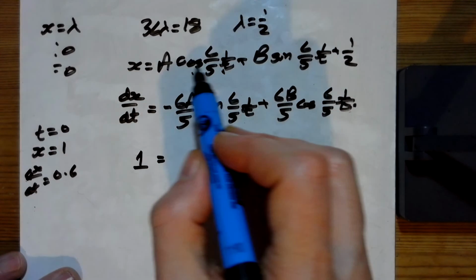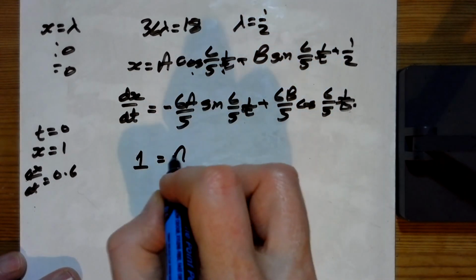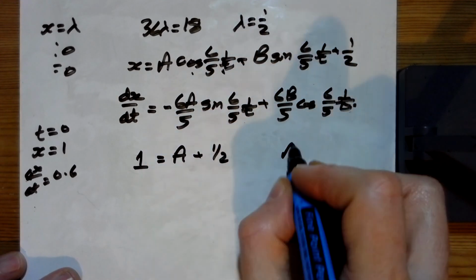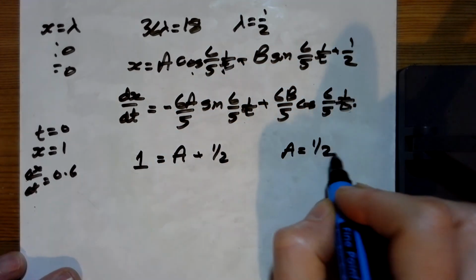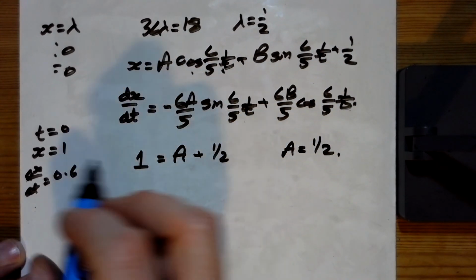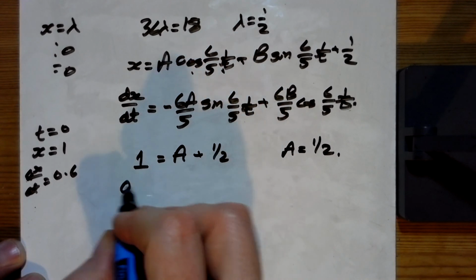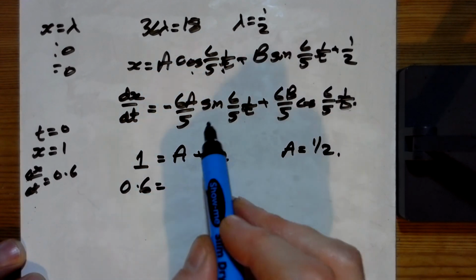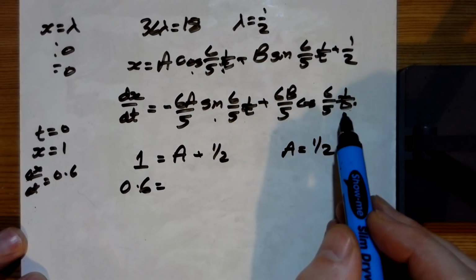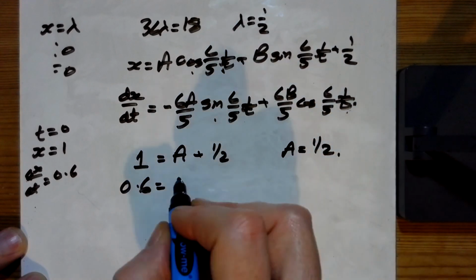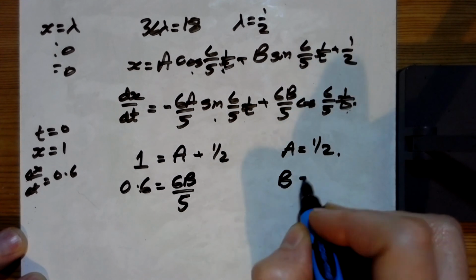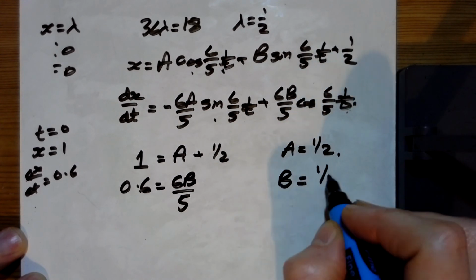Well, when you put a 0 in there, cos of 0 is 1, so we just got a. Sine of 0 is 0, so we get a plus a half. So a is equal to a half. When we put 0 in here, we're going to get 0.6 equals, there's a 0. Right, let's just check this here then. So sticking a 0 in there, we're going to get 6b over 5. So that gives b is equal to a half as well.